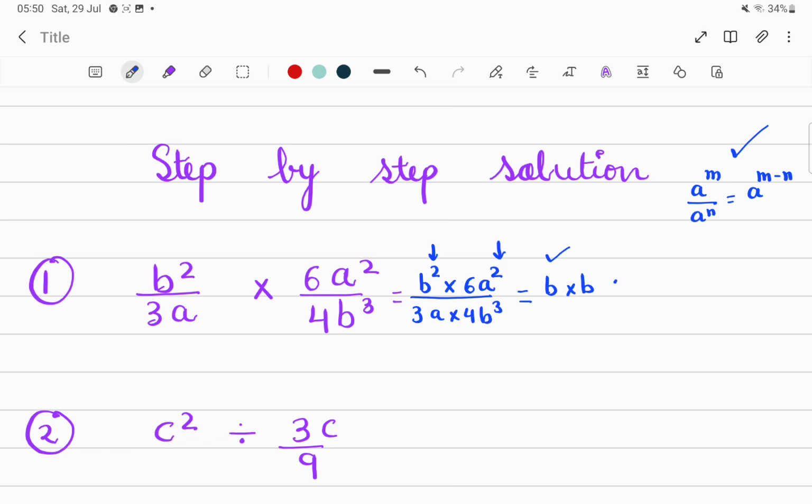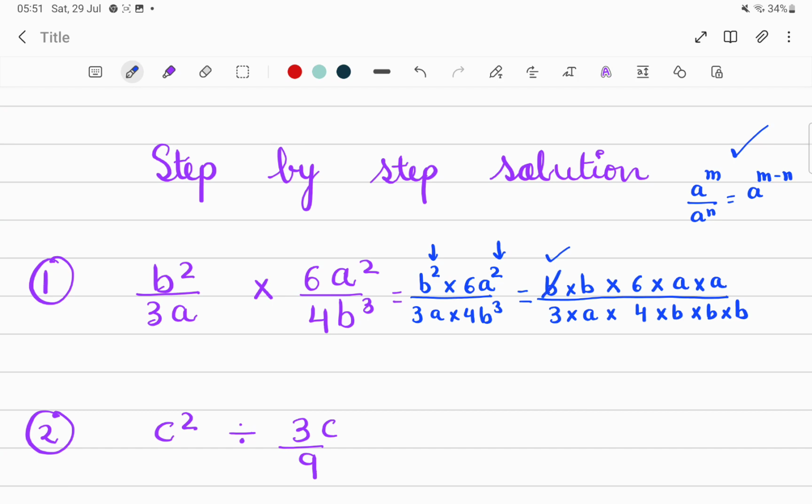So we have b times b times 6 and 6 times a squared, which is a times a, divided by 3 times a times 4 times b times b times b. B cubed means you have to multiply b 3 times, like b times b times b, so b will appear 3 times in multiplication. This is the best way to say.